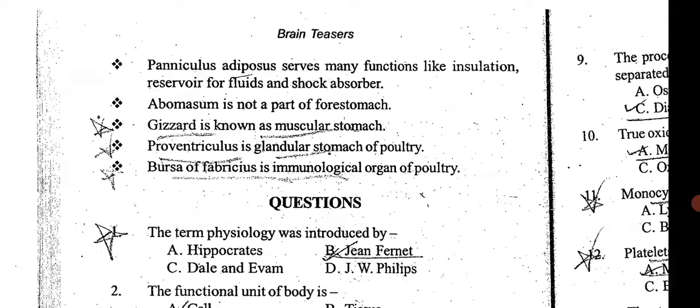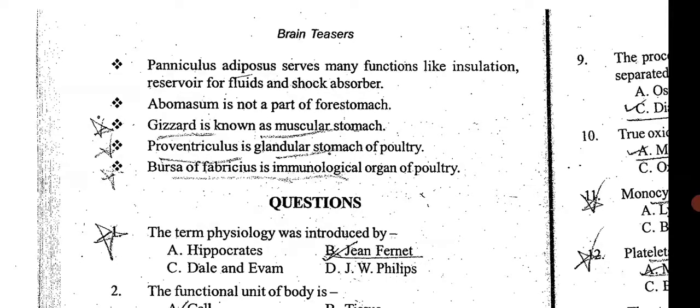Abomasum is not a part of forestomach, and parts of forestomach are rumen, reticulum, and omasum. Abomasum is the true stomach or glandular stomach. Gizzard is present in poultry and it is known as muscular stomach. Proventriculus is glandular stomach, and both are present in poultry.